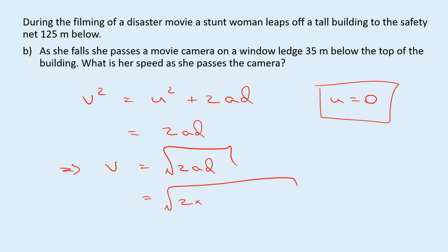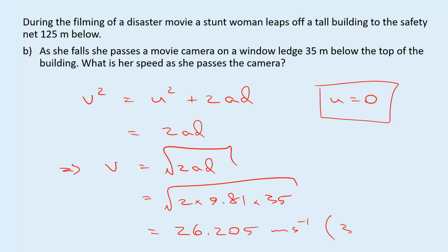Which is equal to the square root of 2 times, now gravity, acceleration due to gravity, I should say, is 9.81 meters per second squared, and the displacement, the distance that she fell down, was 35 meters, because that's how far below her the camera was at the window ledge. And this comes out with velocity downwards, speed downwards, of 26.205. As she passed the camera, she was traveling at just over 26 meters per second.